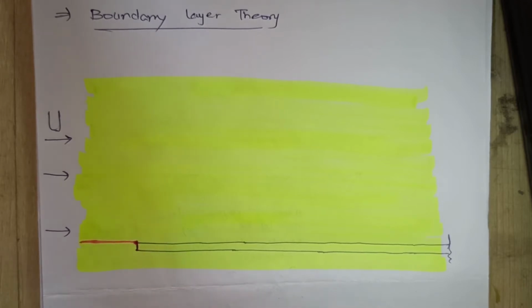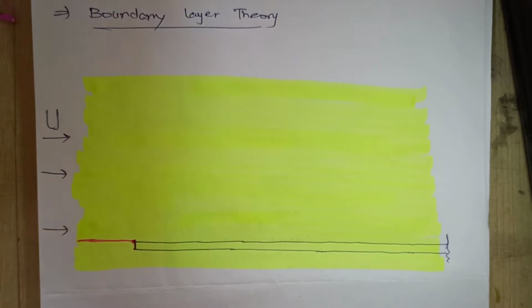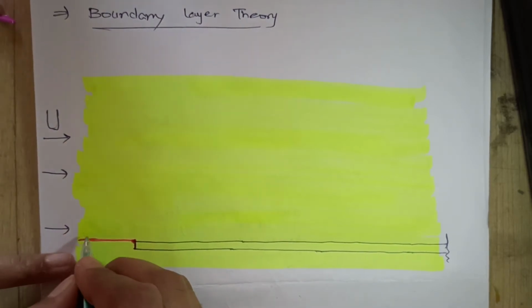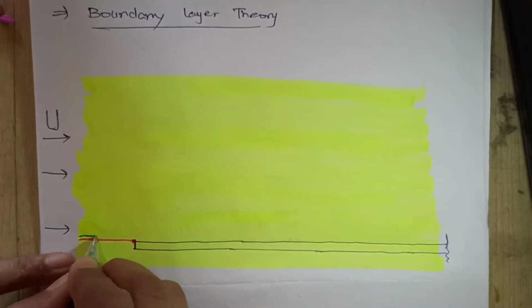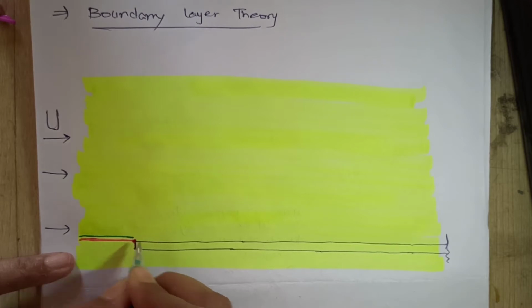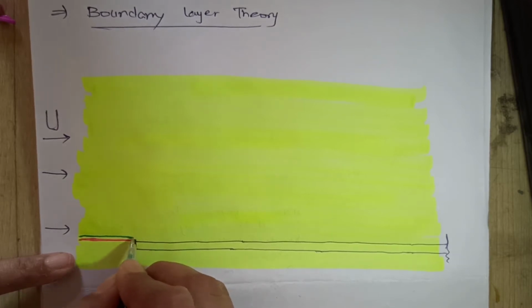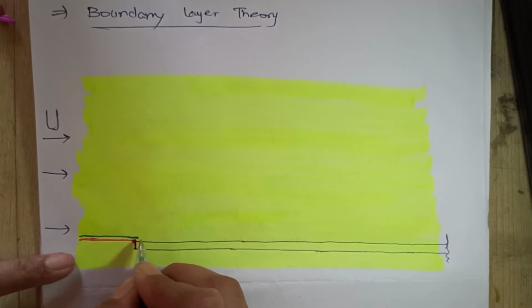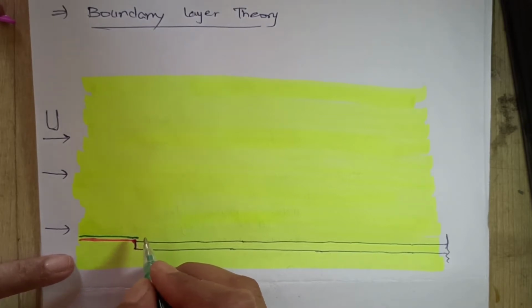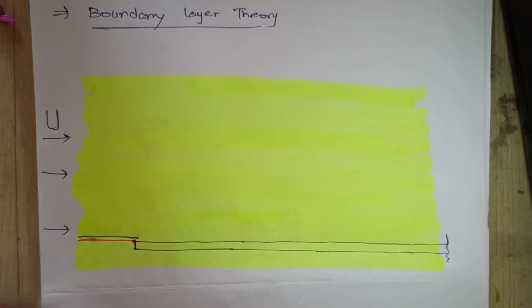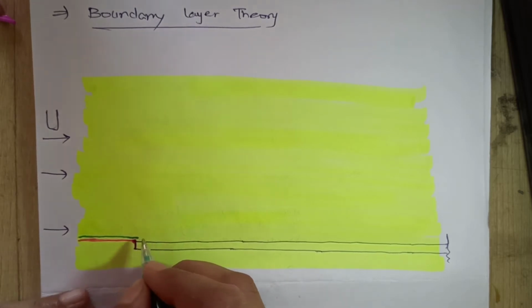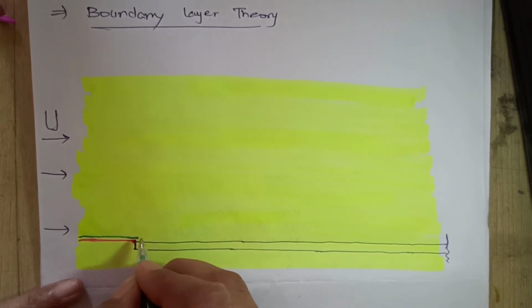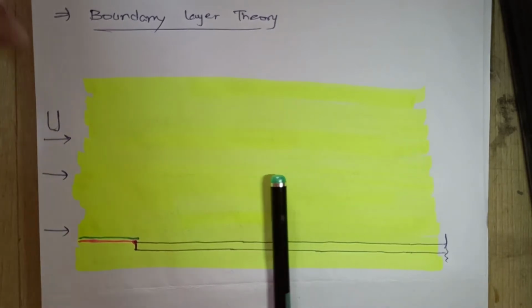Okay, similarly the next stream of flow hit this plate at this point, and it also started retarding. It lost its velocity and it also started retarding. Okay, similarly the other layers.